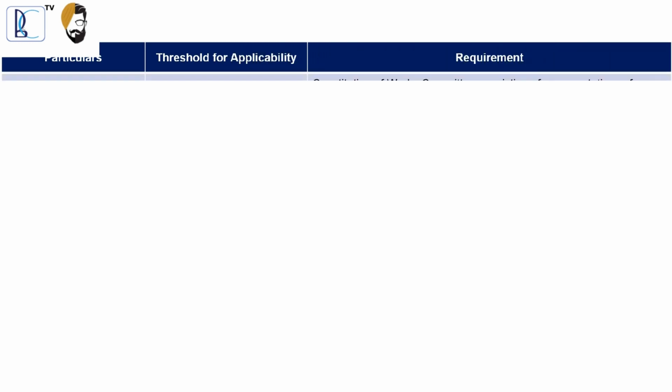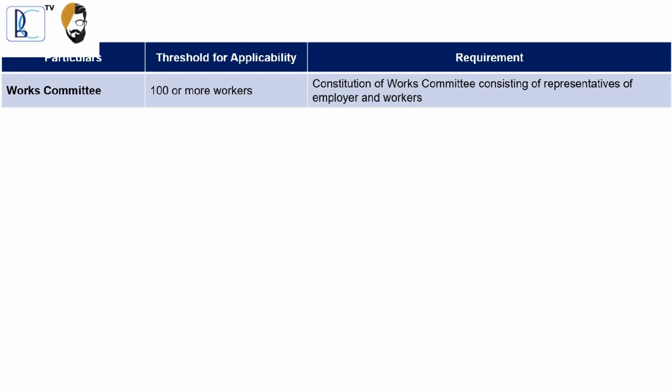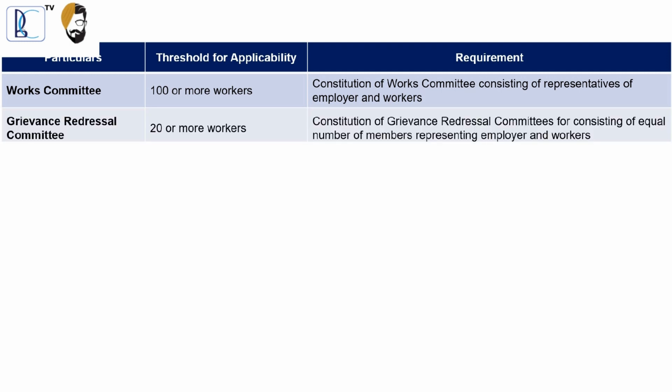Threshold for applicability. Works Committee: 100 or more workers. Constitution of a Works Committee consisting of representatives of employer and workers. Grievance Redressal Committee: 20 or more workers. Constitution of Grievance Redressal Committees consisting of an equal number of members representing employer and workers.